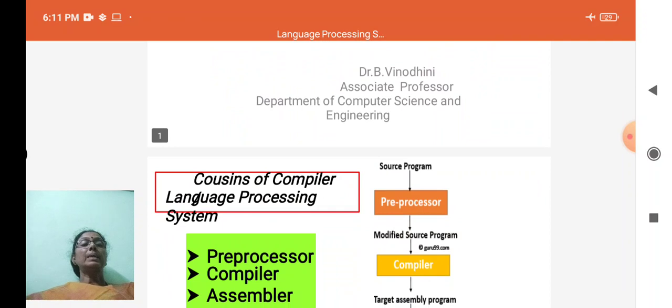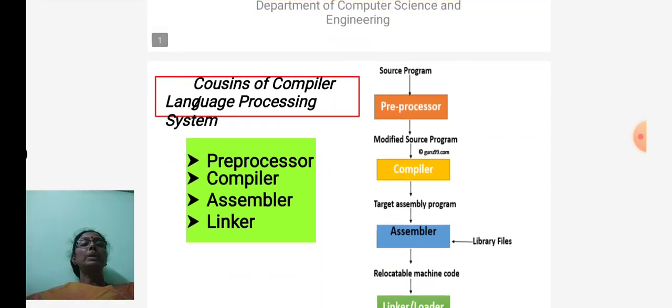So what is the language processing system? In the language processing system, our high level language is fed to a series of tools and operating system components to get the desired machine code. So our input is a high level language and the output is a machine understandable language. This process is called a language processing system.